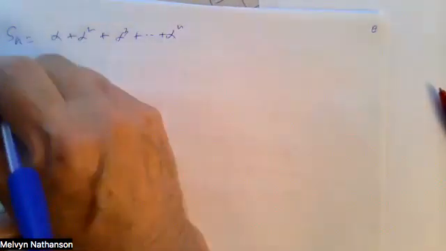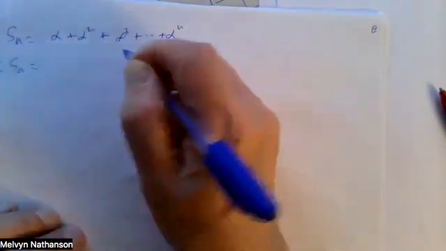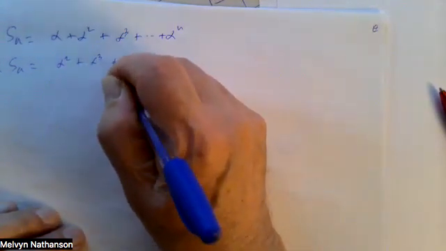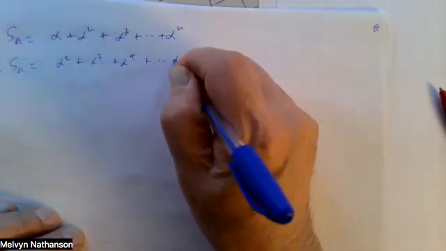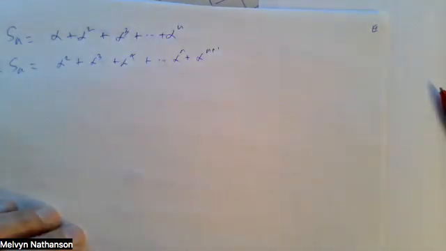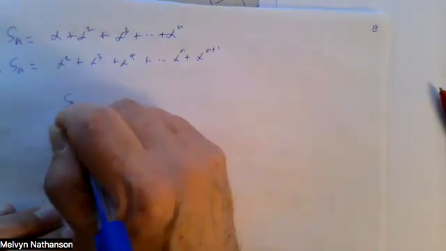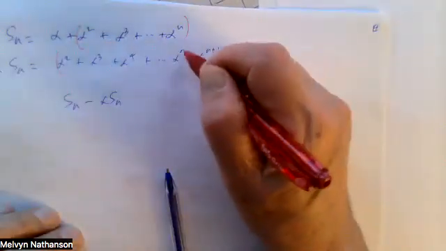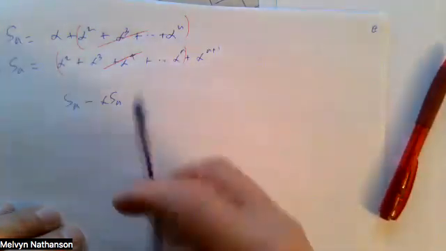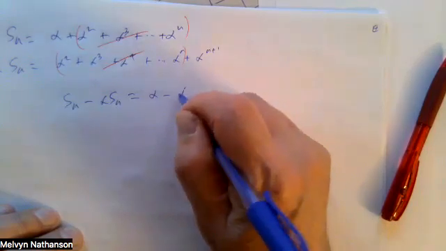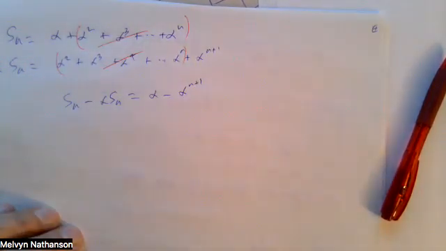And if I take this and multiply it by alpha Sn, when I multiply, I get alpha squared plus alpha cubed plus alpha to the 4th up to alpha to the n, and the last term will be alpha to the n plus 1. And now I subtract Sn minus alpha Sn. When I subtract, these n minus 1 terms cancel these n minus 1 terms. And what I'm left with is alpha minus alpha to the n plus 1.